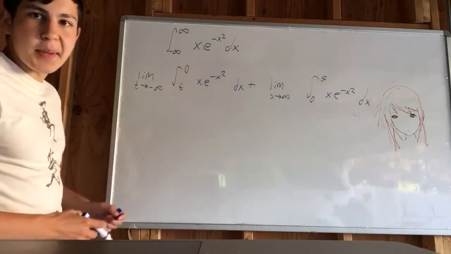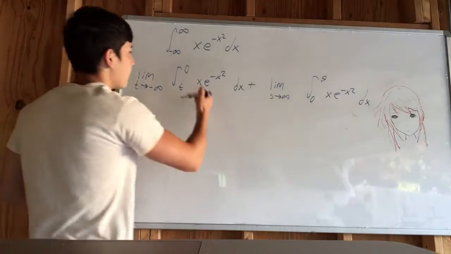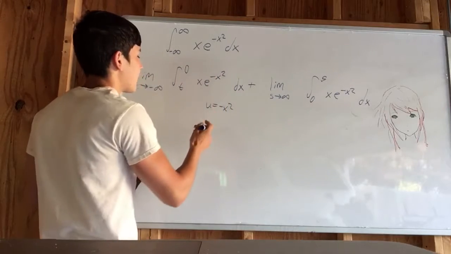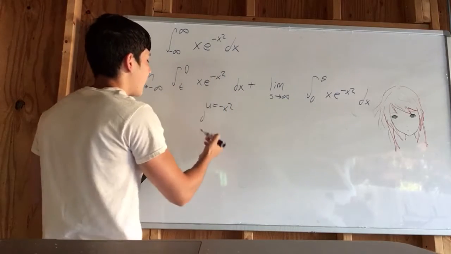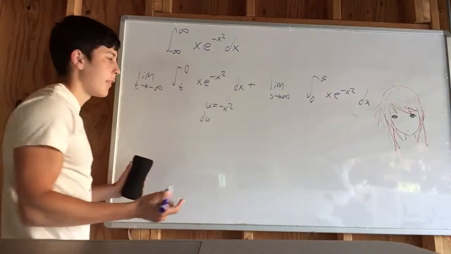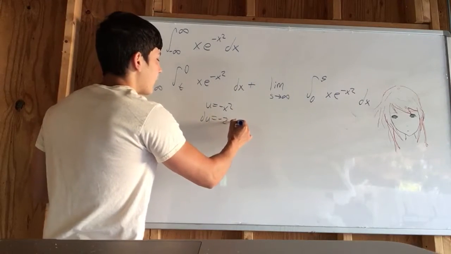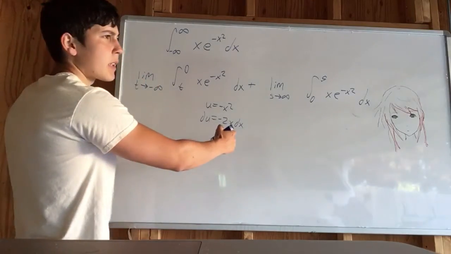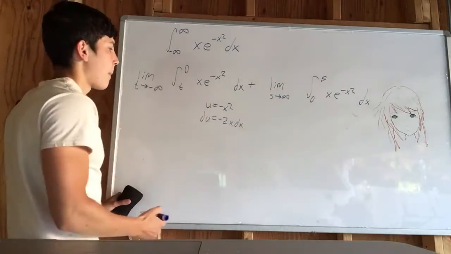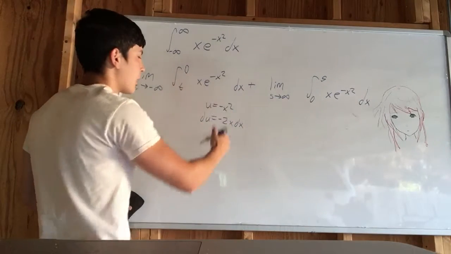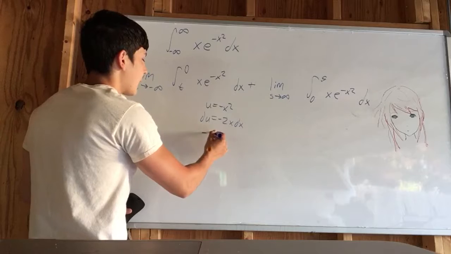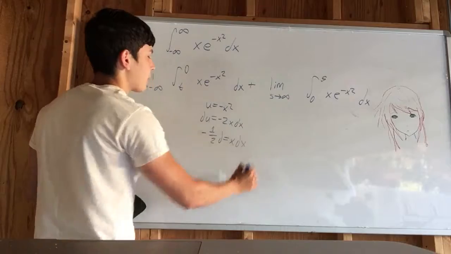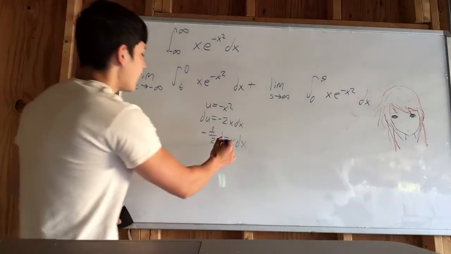Now we can just integrate. How do you integrate? Well, we let u equal negative x squared because that seems like it's the only thing that could work here. The derivative of this is going to be negative 2x dx. Solve for x dx because that's what we have inside. We have x and we have dx. So that's negative 1/2 du equals x dx.